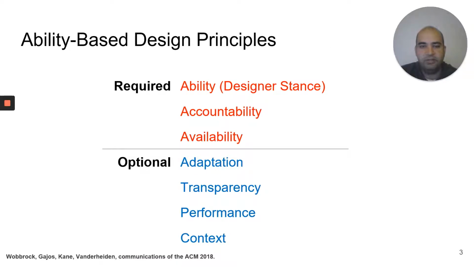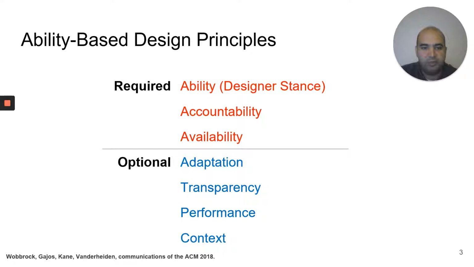ABD consists of 7 principles. 3 are required and 4 are optional. Ability and accountability focuses on making the design of the system focused on user's ability and centered on what the user can do. Availability focuses on making the system affordable and available. Adaptation focuses on making the interfaces adaptable to the user's ability. Transparency gives the user the power to do any needed changes to these adaptations.